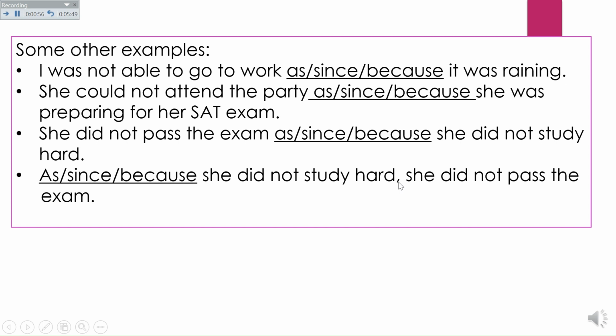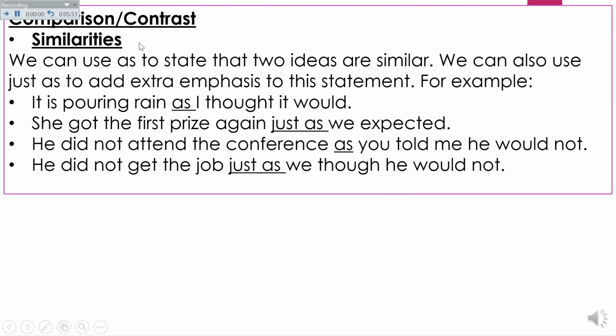Let's see the other function. Let's see comparison and contrast. Let's see comparison here, similarities. We can use as to state that two ideas are similar. We can also use just as to add extra emphasis to this statement. For example, it is pouring rain as I thought it would. It says that two ideas are similar. She got the first prize again just as we expected. So just as is adding more emphasis that we knew that she was going to get the first prize.